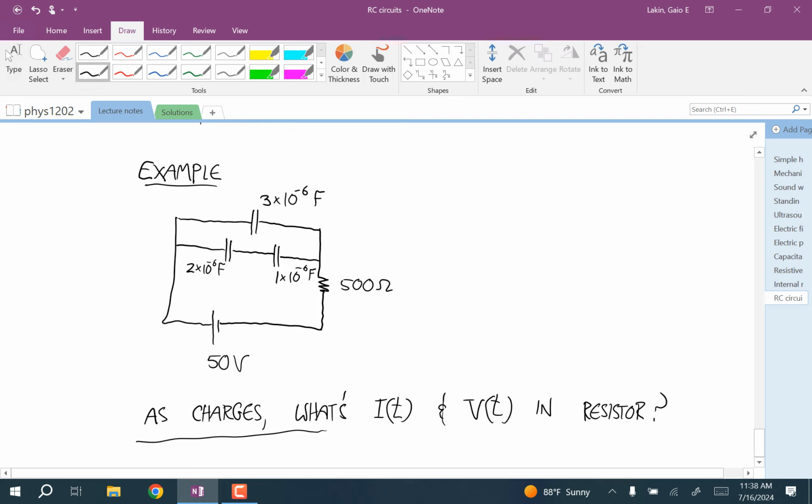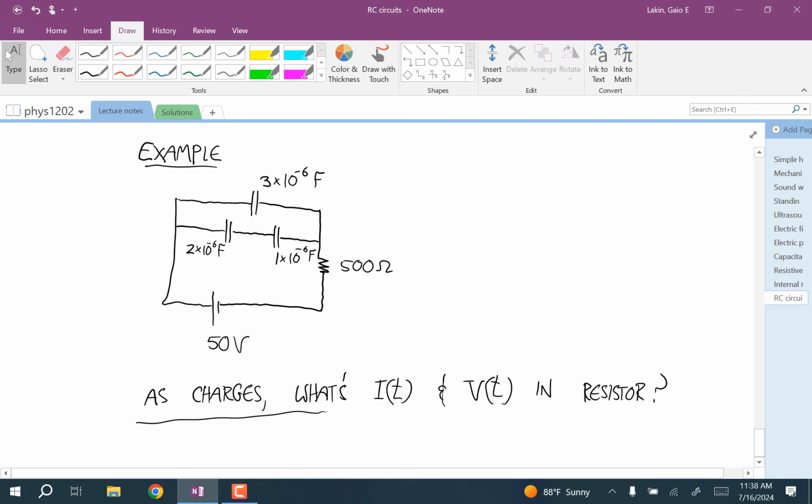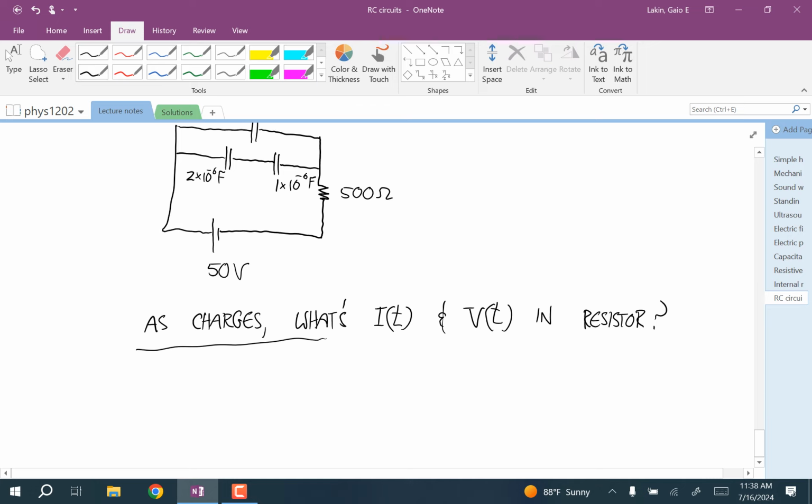Well, as this problem is right now, we can't apply any of our equations for the current or the charge as this thing charges. But what we're going to do is use the fact that the two lower capacitors are in series with each other, so we can replace them with a single capacitor. And then once we've done that, the top and the bottom capacitors will be in parallel, and we can combine them into a single one, and then we can solve our problem.